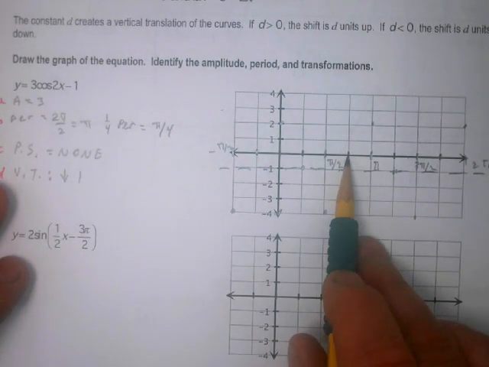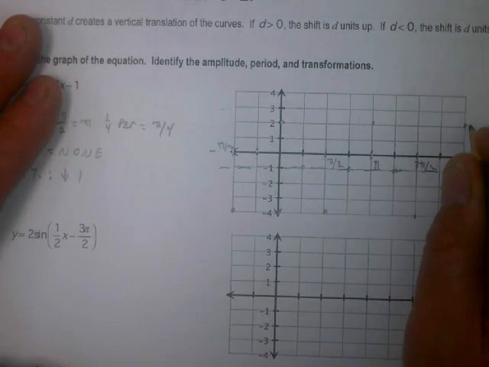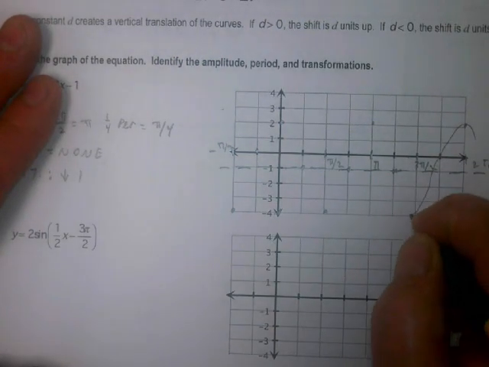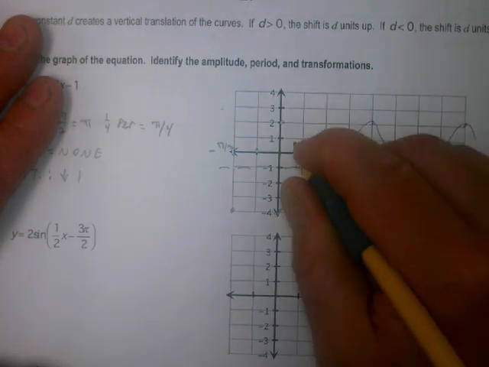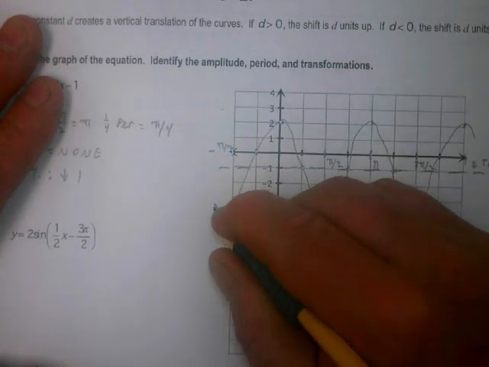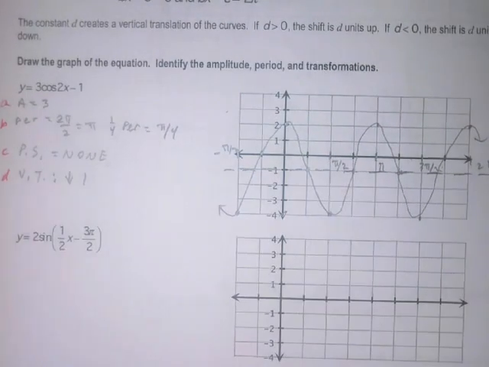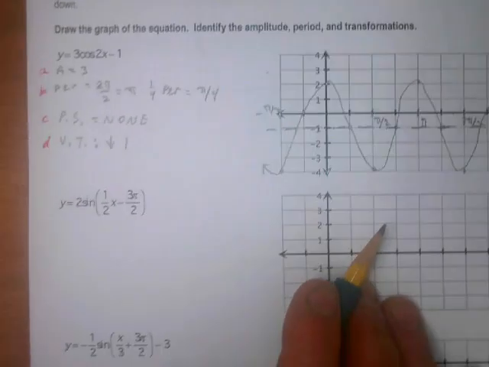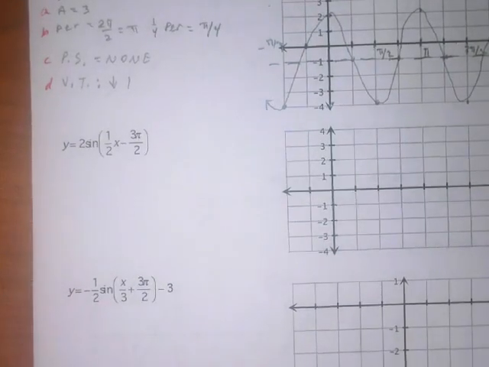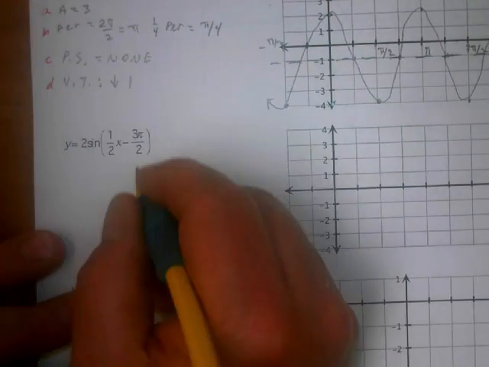So again, quarter periods, pi over 4, 2 pi over 4, or pi over 2, 3 pi over 4, pi, and so on. 5 pi over 4, 3 pi over 2, and so on, okay? Now what I'm going to do is connect my dots. Just make the curve as smooth as possible. And again, this is your midline. Okay, let's take a look at the next one.